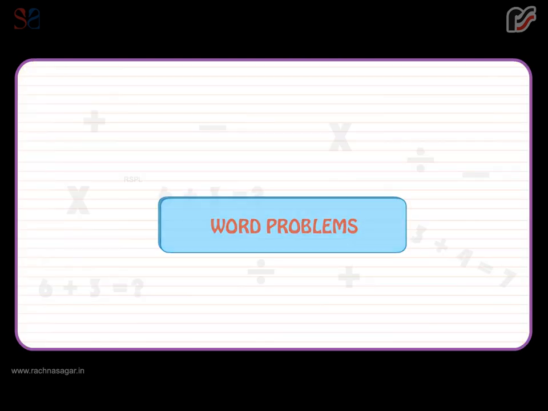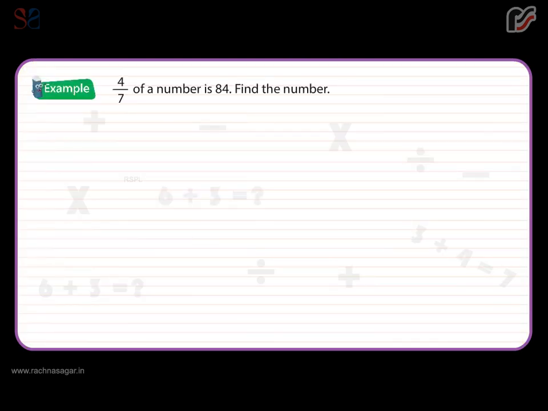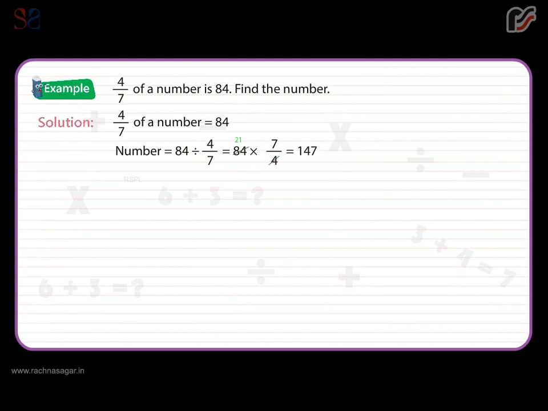Word problems. Example: 4/7 of a number is 84. Find the number. Solution: 4/7 of a number is equal to 84. Number is equal to 84 divided by 4/7, which is equal to 84 multiplied by 7/4, which is equal to 147. Thus, the required number is 147.